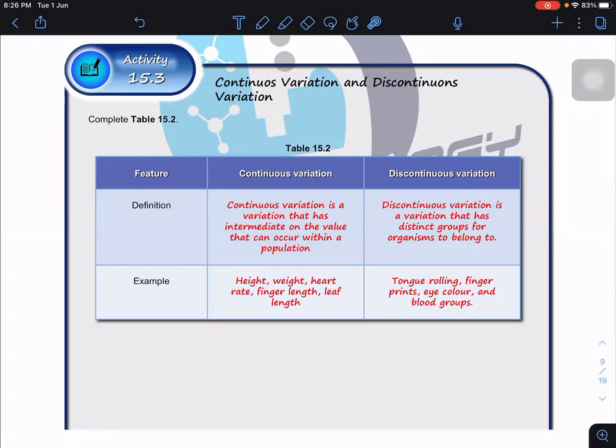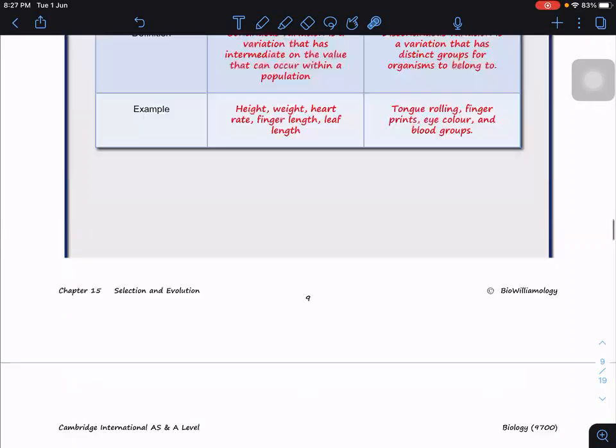Discontinuous variation is variation that has distinct groups, categorical, for an organism to belong to, for example blood group A, B. What else? For example, hair color or eye color, brown versus blue versus black. Examples of continuous variation are the height, the weight, the heart rate, finger length, the leaf length. Discontinuous variation: whether your tongue can roll or not, your fingerprints, your eye color. Even though we have color intensity, eye color is categorical. You won't have a whole range of colors, in terms of natural, and also blood group.